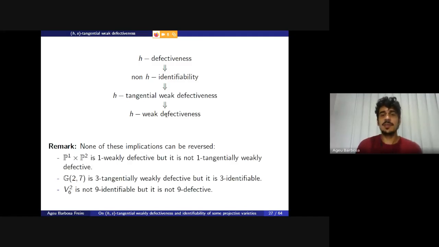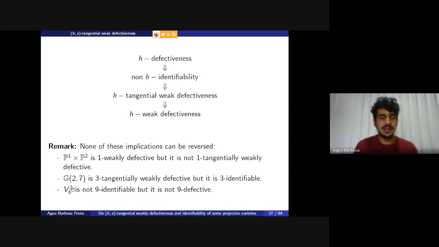None of these implications can be reversed. For example, if we take the Segre product, P1 times P2, we can prove that it is 1 weakly defective, but it's not 1 defective. The example is the case of the Segre product of P1 times P2 in P7. It can be shown that it is 3 tangentially weakly defective, but it's not 3 identifiable.